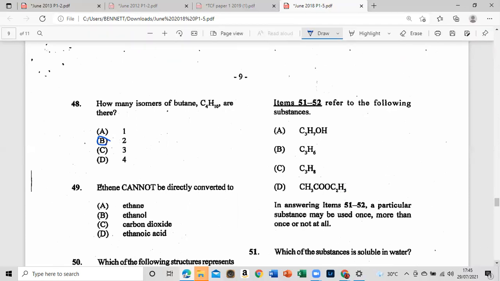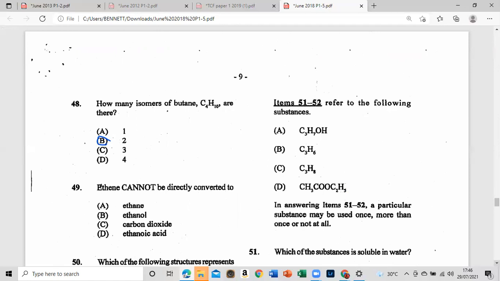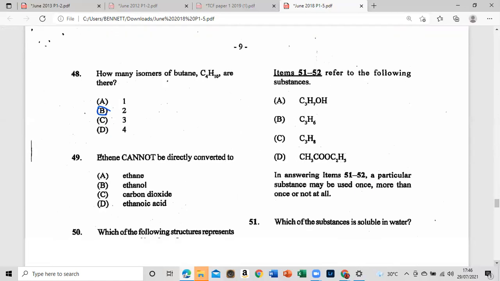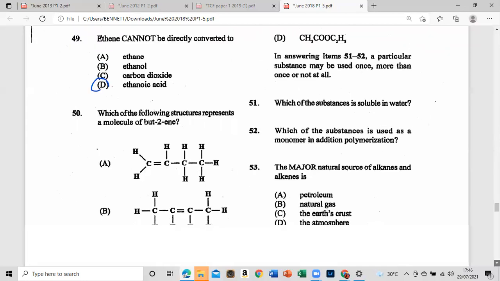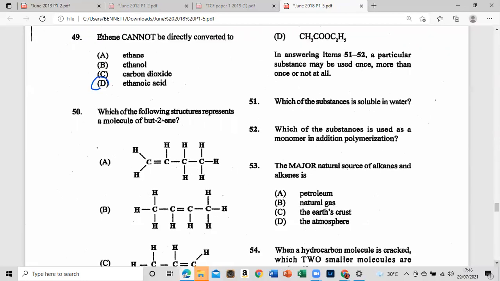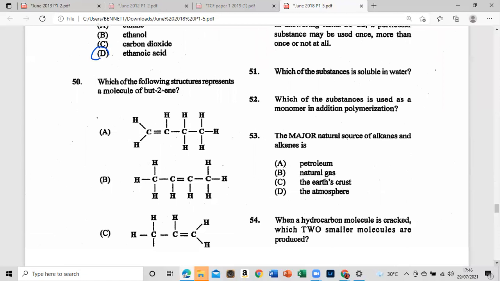All right, so we're gonna move. So 48 is B, on to 49. Ethene cannot be directly converted to ethane, ethanol, carbon dioxide, or ethanoic acid, and that is ethanoic acid. 50, which of the following structures represent a molecule of butene?